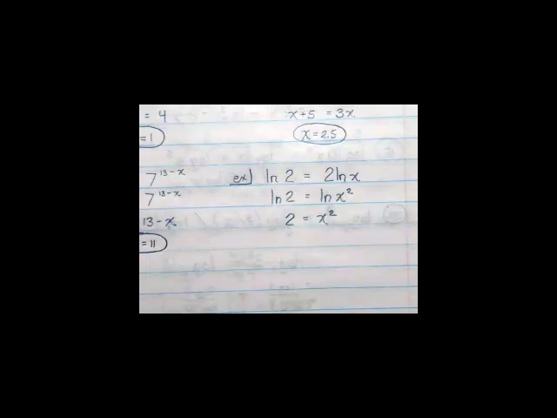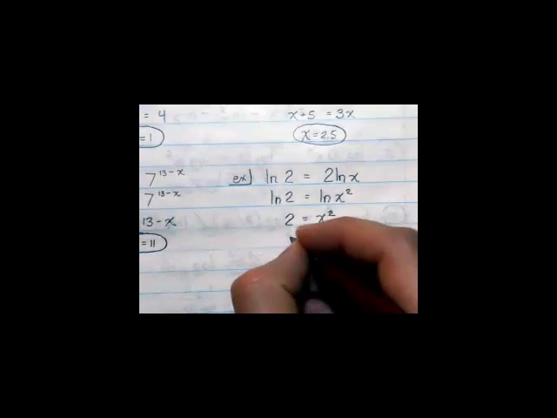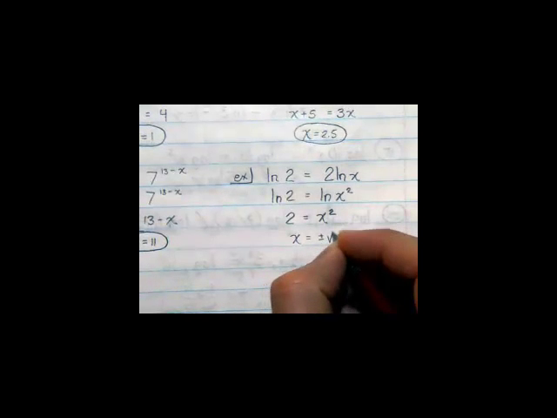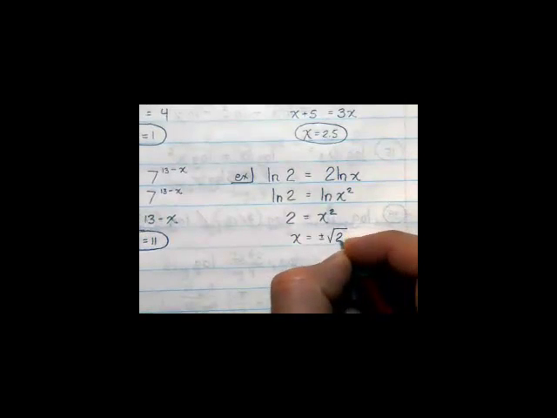So how do I solve something like that? 2 equals x squared. Exactly, it's going to be plus. Because remember, when you square root both sides, you have to do plus or minus because it could be either way. And in this case, it's plus or minus the square root of 2.